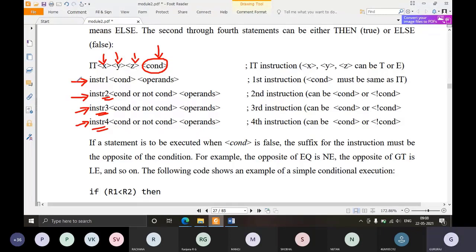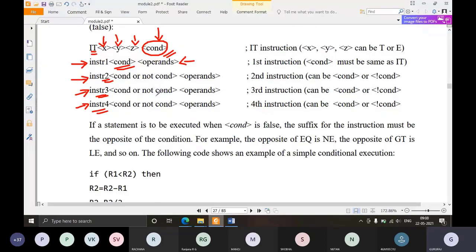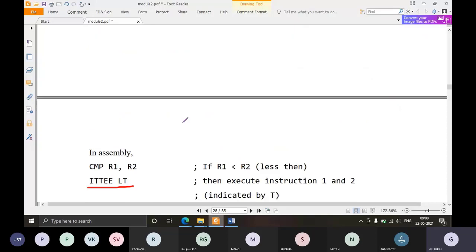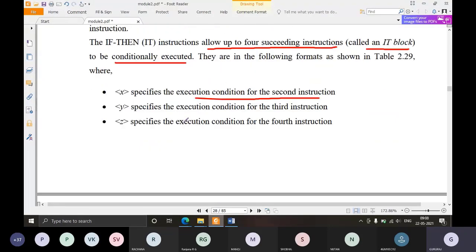One thing you have to remember: by default, the first instruction after the IT instruction will be executed only whenever the condition for the IT instruction is true. Fine. So this is what the instruction IT is all about. X specifies the execution condition for the second instruction, Y specifies the execution condition for the third instruction, and Z specifies the execution condition for the fourth instruction.